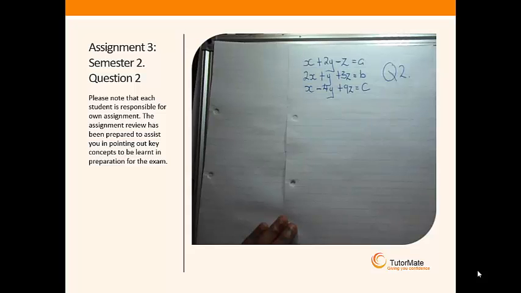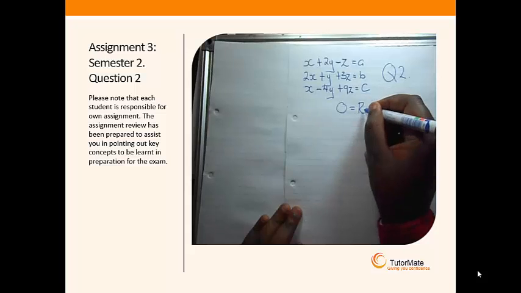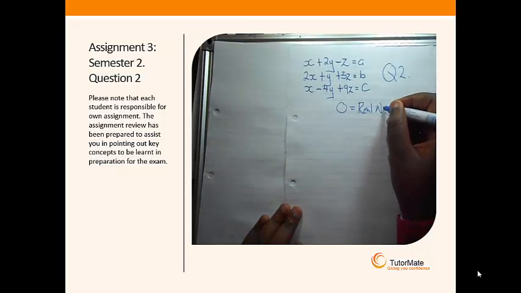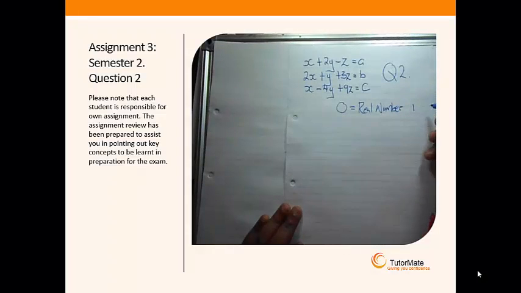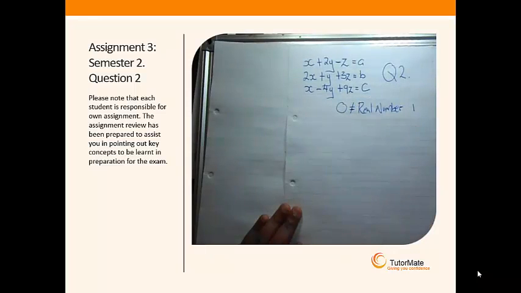When a system has no solutions at all, which means it is non-consistent, you will have a situation where you have 0 equals a real number. For instance, 0 equals 1 or 2 or 3, any real number, which is not true. So for a linear system to be consistent, 0 can never be equal to a nonzero real number.